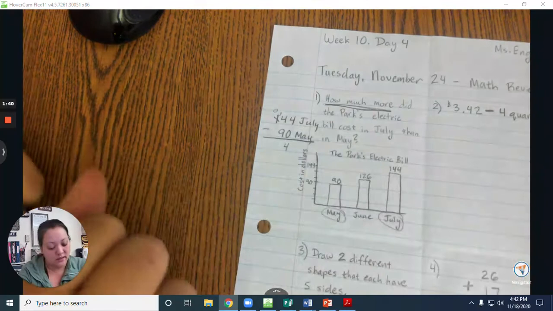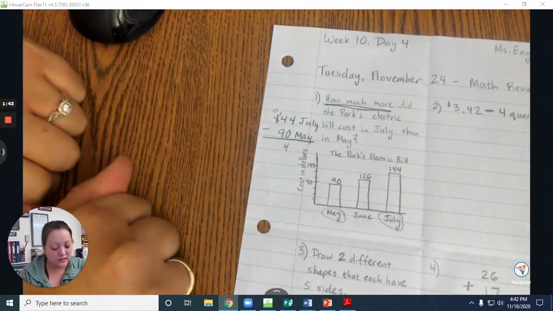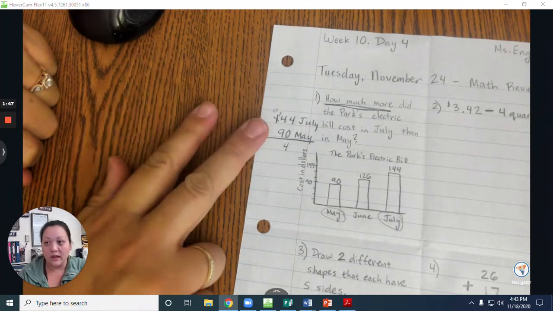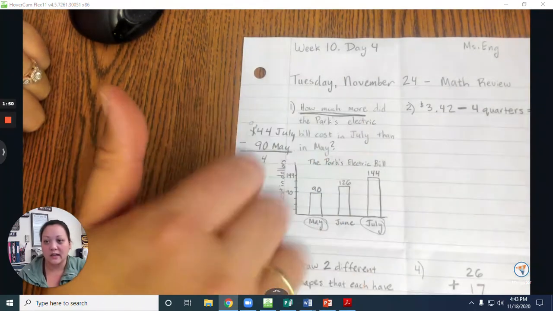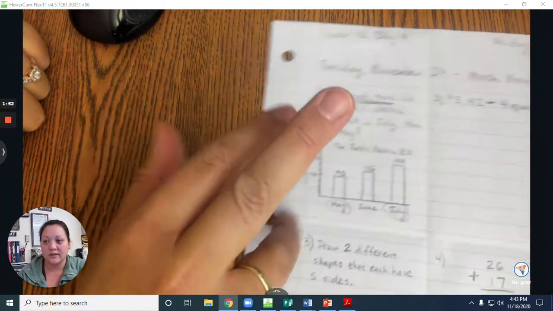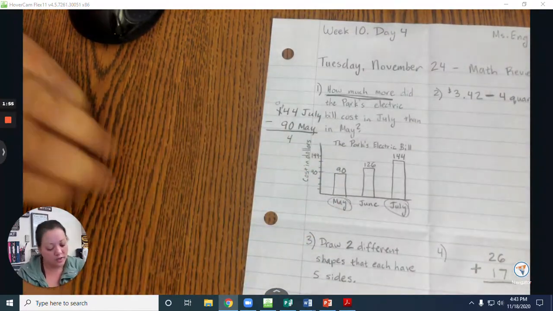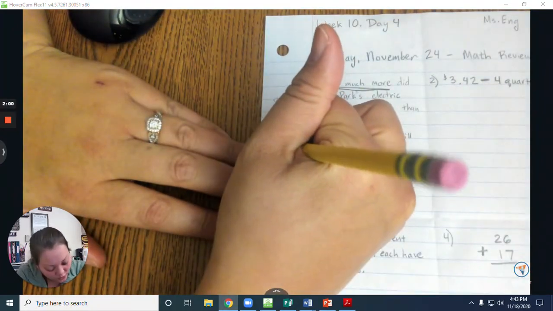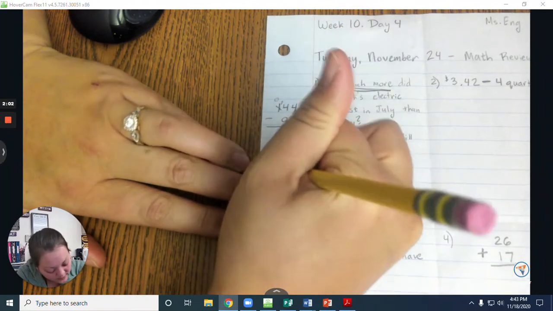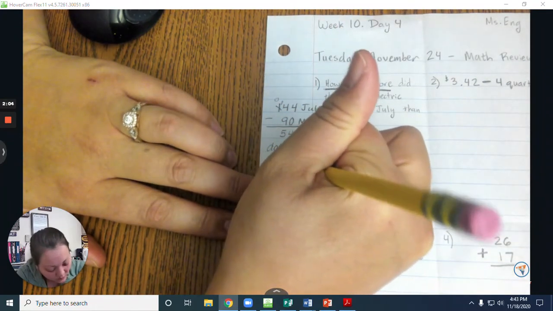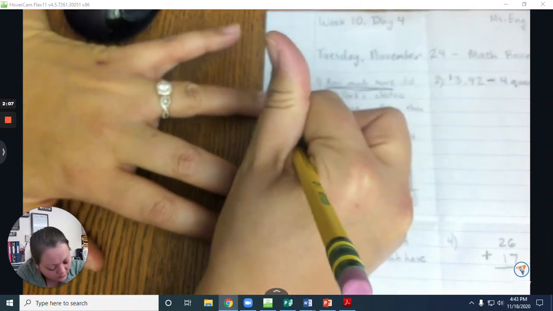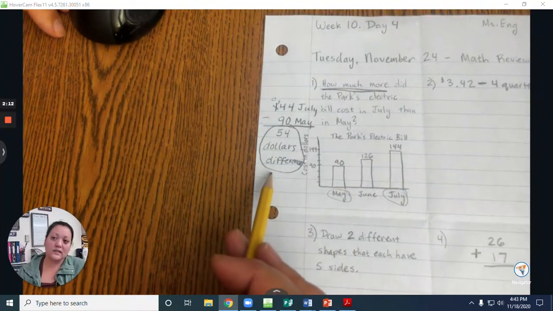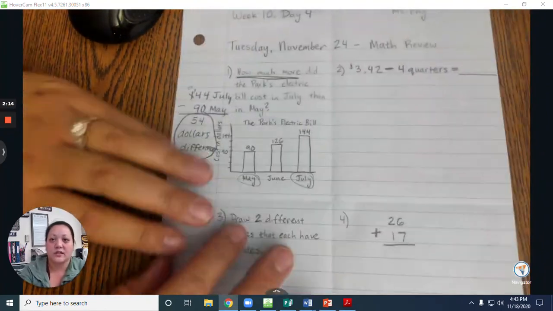14 minus 9 is, so if I have 14 and I subtract 9, so 13, 12, 11, 10, 9, 8, 7, 6, 5. I just did 9 fingers. So 50 or 5, so $54 difference. If you can remember, whenever you hear like what's the difference or how much more, that's going to be subtraction. So $54 difference.